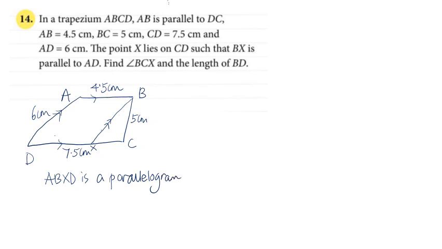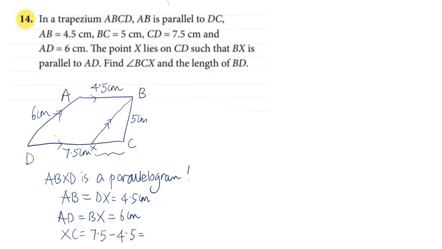Okay, if it's a parallelogram, it means opposite sides are parallel and equal, which means that your AB is equal to DX, equal to 4.5 centimeter. Your AD is equal to BX, equal to 6 centimeter. So then we'll be able to find XC to be 7.5 minus 4.5, because XC is DC minus DX. And that gives you 3 centimeter. So this guy is 3 centimeter, this guy is 6 centimeter, and we are to find angle BCX. Find this angle here. Okay, very good.